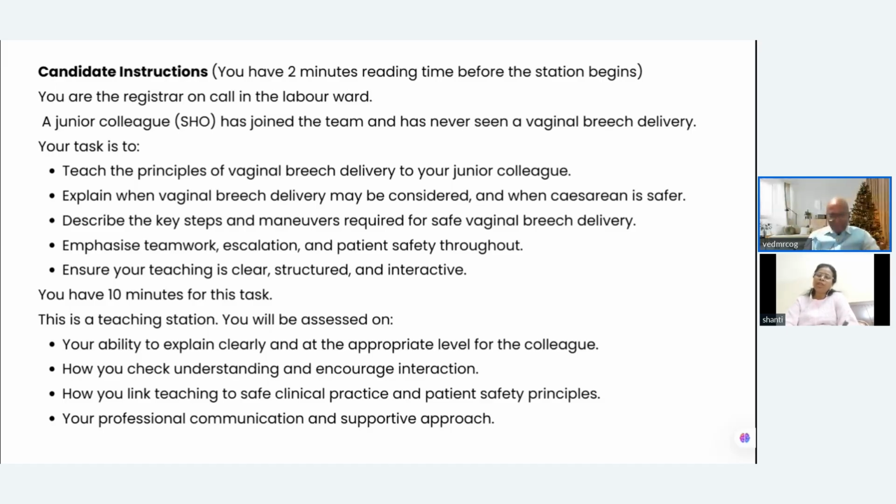Then do not forget to complete the station after the delivery. Third stage will be managed like any other normal active management of the third stage of labor. Pediatrician's attendance is going to be important. If the baby does not cry, then we'll send the paired cord blood samples. So even if you tell this much information, that is going to cover the station properly, and rest of the things we have mentioned in the beginning only.